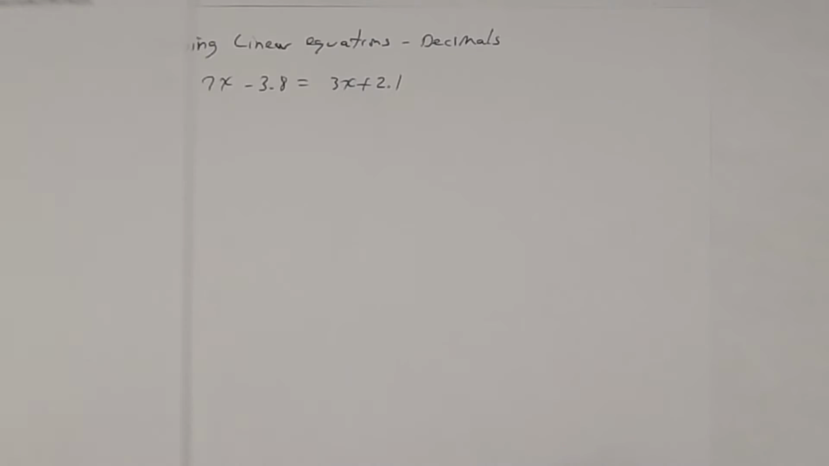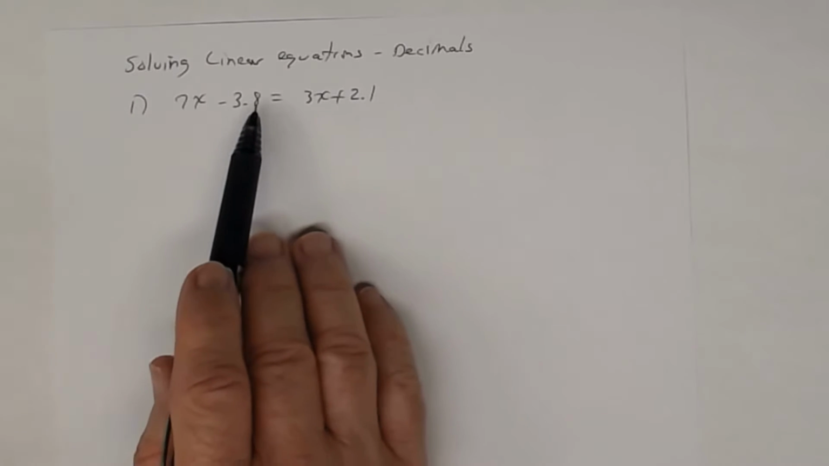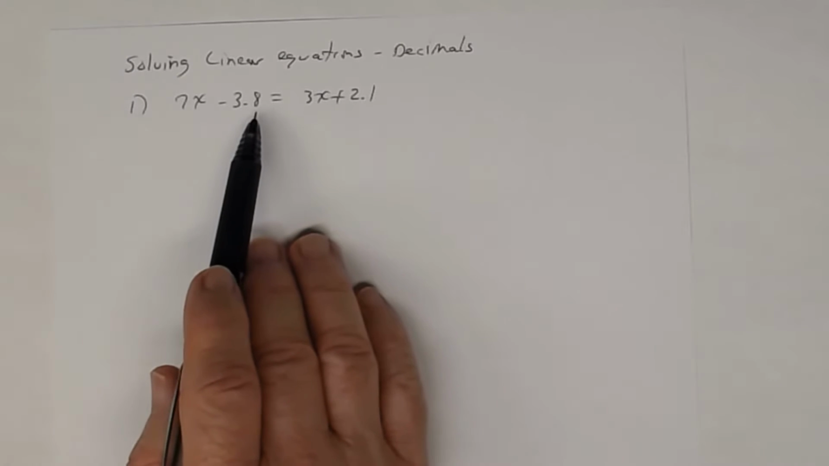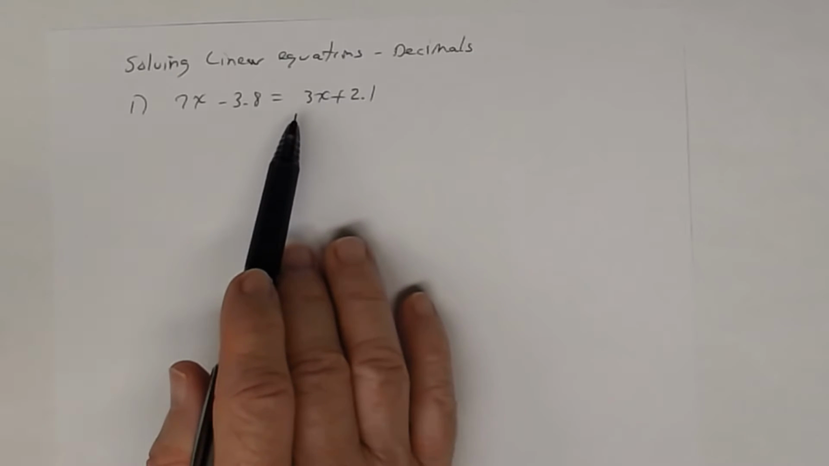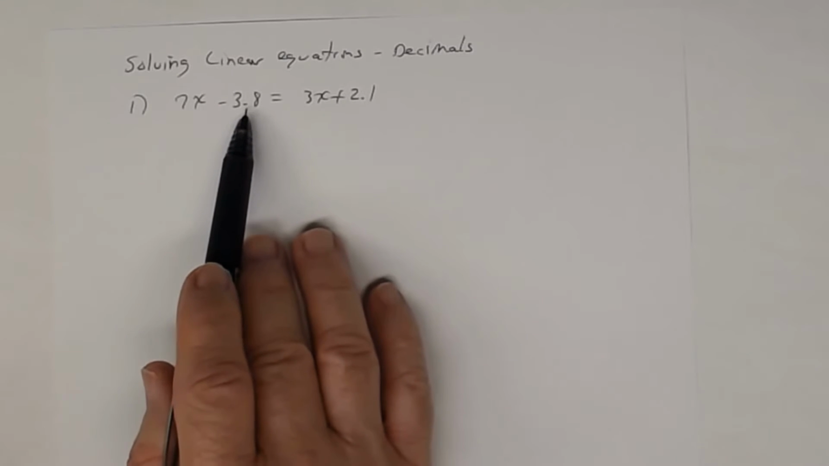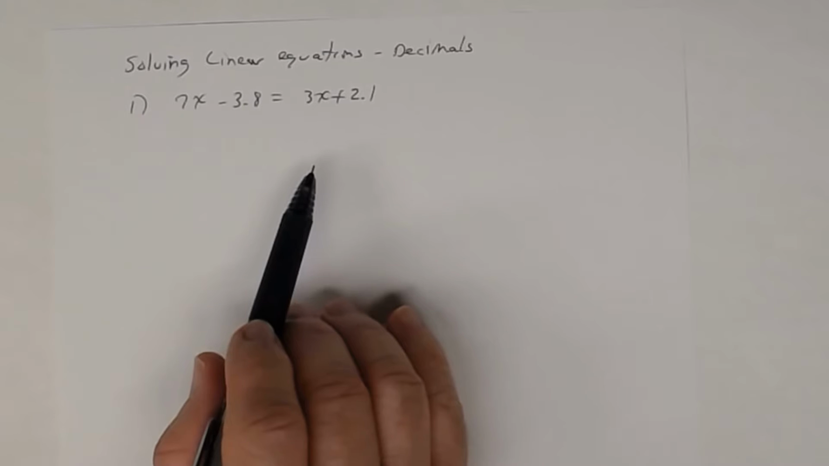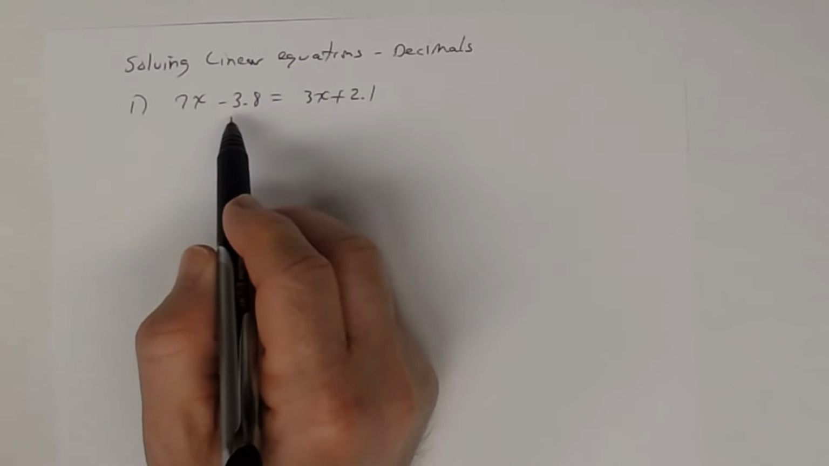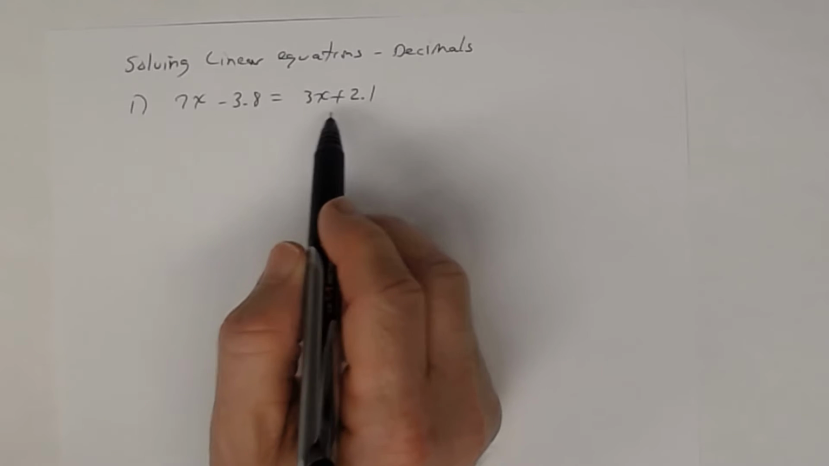Okay, so let's do number one. So number one, I have 7x minus, and then when students read this, they read it as 3.8 equal, and then 3x plus 2.1. But mathematically, this 3.8, when read correctly, is 3 and 8 tenths. And the same thing here, that's 2 and 1 tenths. All right. So the first thing you're going to do is rewrite each of those decimals as fractions.